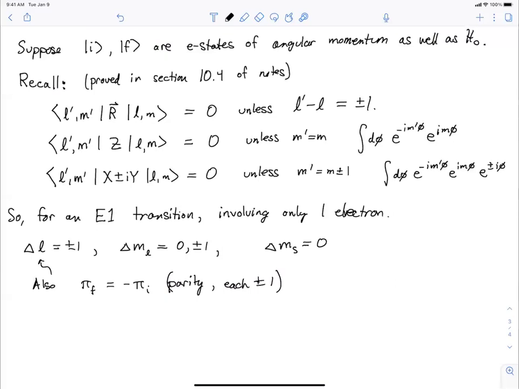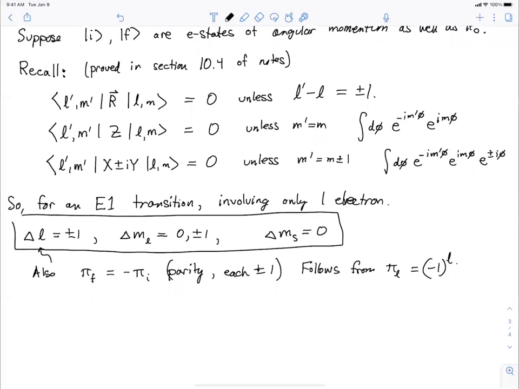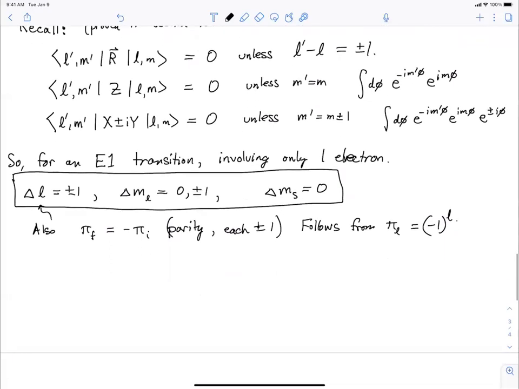Okay, and the reason that follows, that's not an independent thing, it's a useful thing, but it follows from the fact that the parity of an angular momentum eigenstate is just minus 1 to the L. Okay, so that's the E1 selection rules, E1 transition selection rules, if you only have one electron.